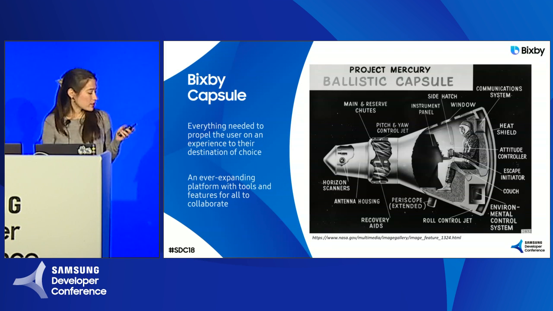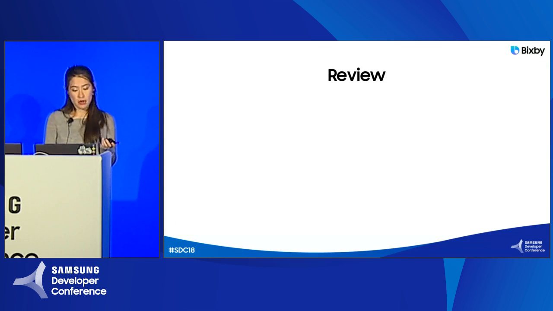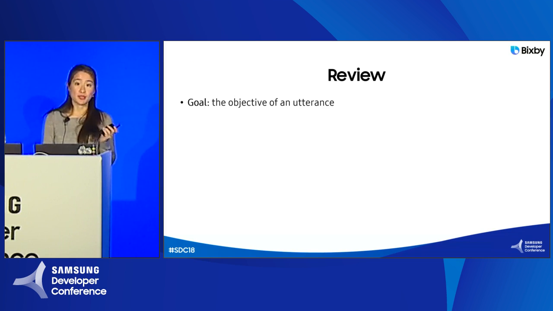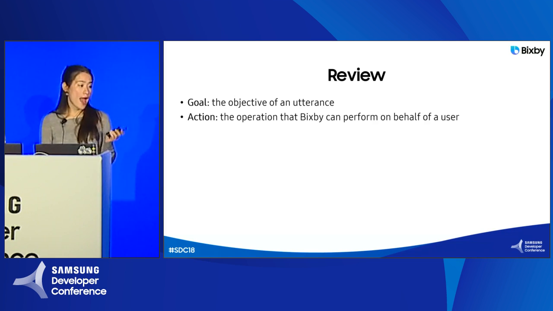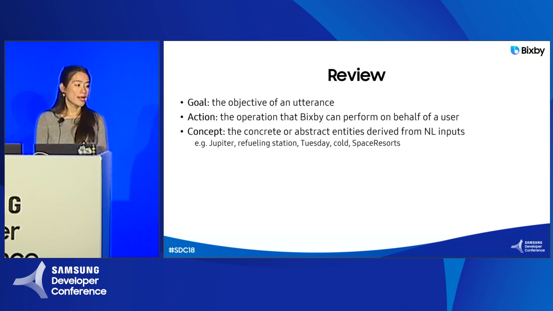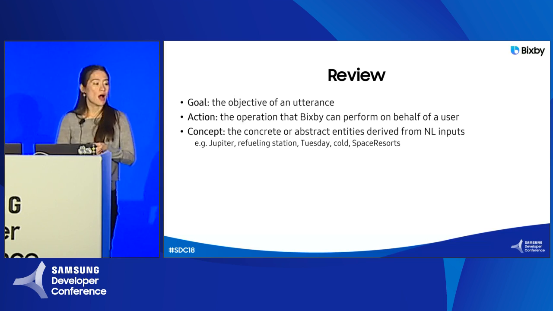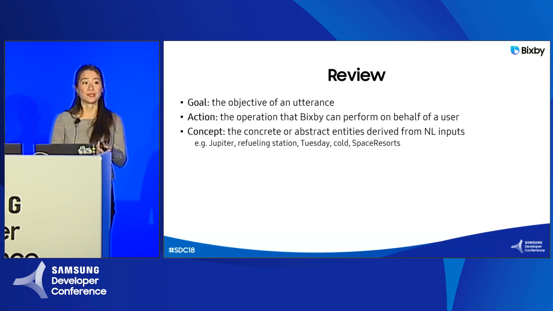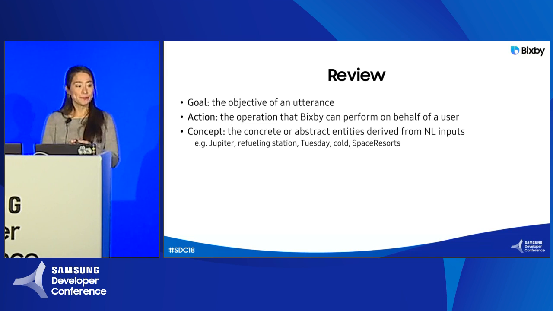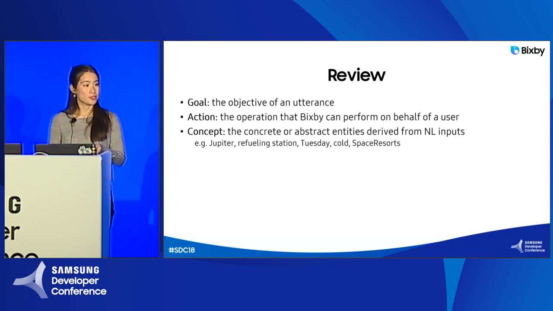So let's have a little recap on our key terms you'll be hearing a lot. First, we have a goal, which is the objective of an utterance. Goals can be either actions or concepts. Actions you can think of as verbs. They're the operation that Bixby can perform on behalf of the user. These are often for transactional utterances, like "book me a space resort January 22nd," or "book me a space resort for two people." This is something a little bit advanced, and you can learn more about this tomorrow at 12:30 when we talk about transactional utterances, the CMAC. But today we're going to go a little bit more to beginner level and talk about searches.